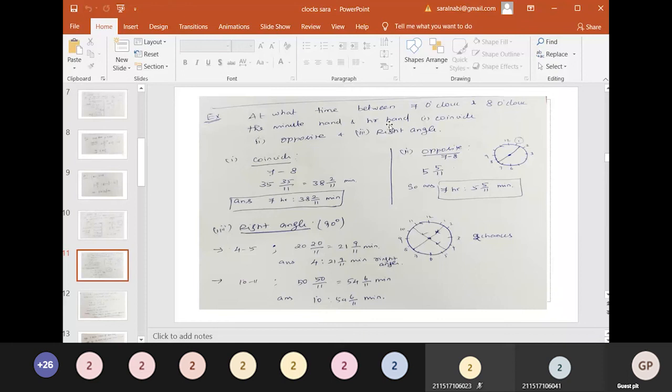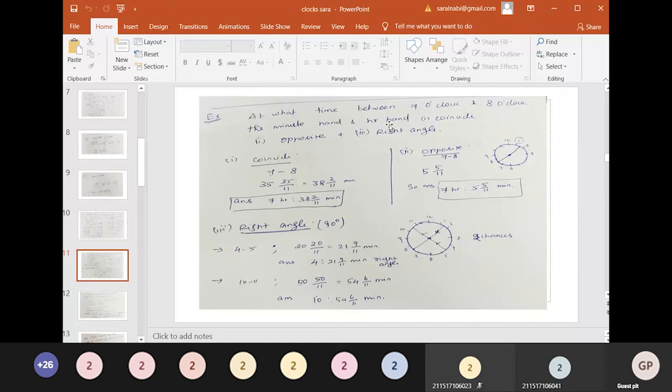Likewise, you come to opposite, the second question, between 7 to 8. If your hour hand is between 7 to 8, definitely the opposite direction of the minute hand is 1 to 2, correct? But the lowest one is 1. So 1 into 5 is 5. So you can write 5 into 5 by 11. So here the answer is 7 hours 5 and 5 by 11 minutes, right? The hour hand and minute hand will be in opposite direction.